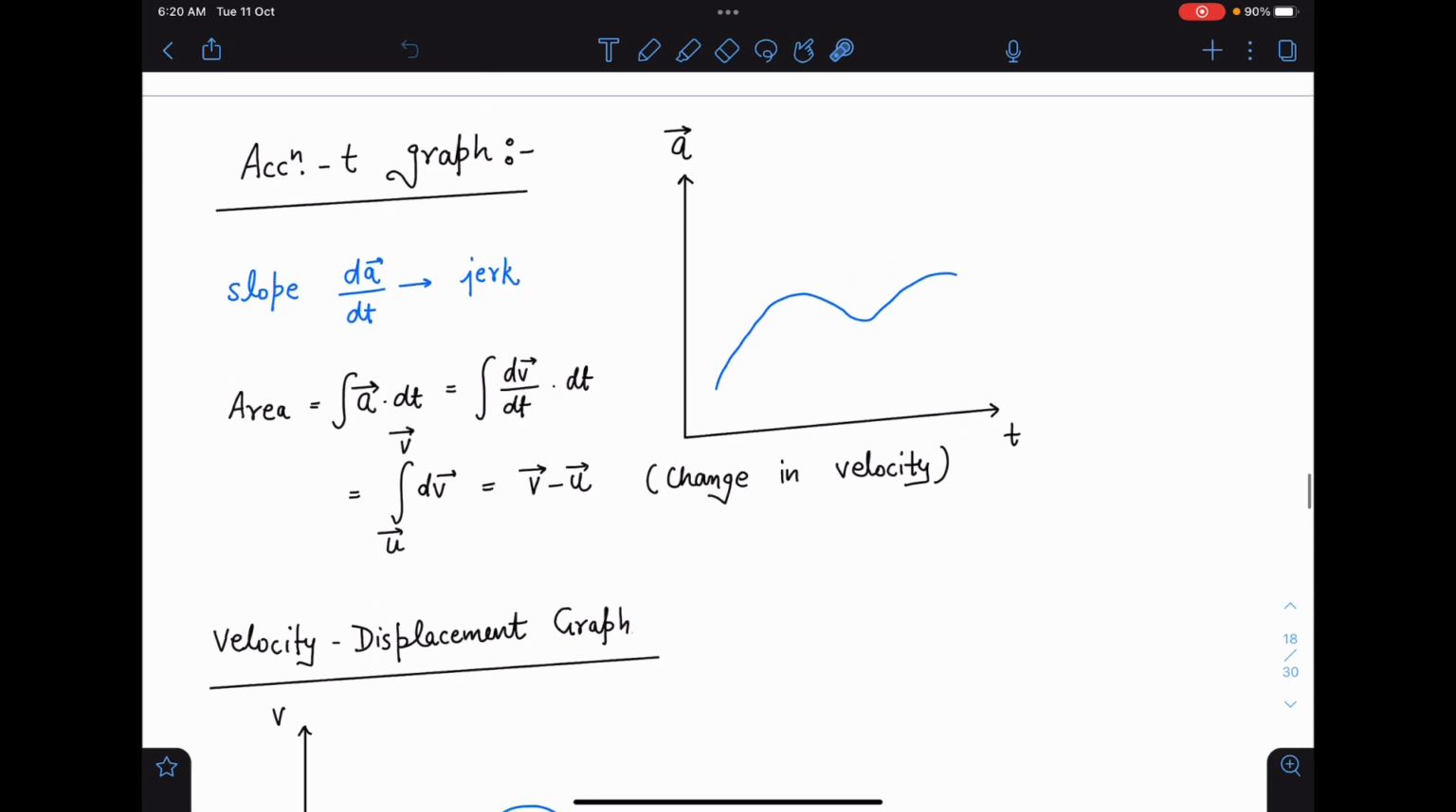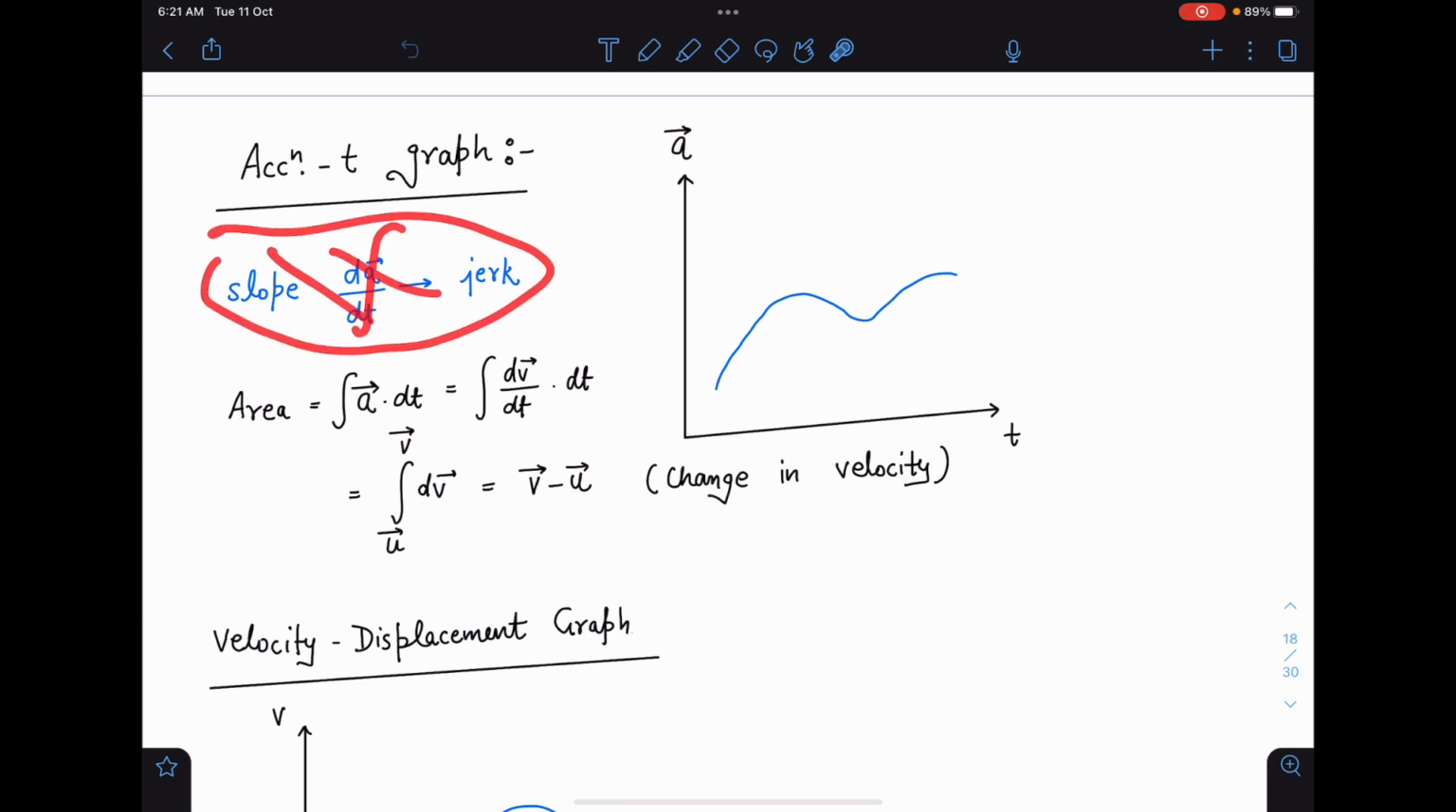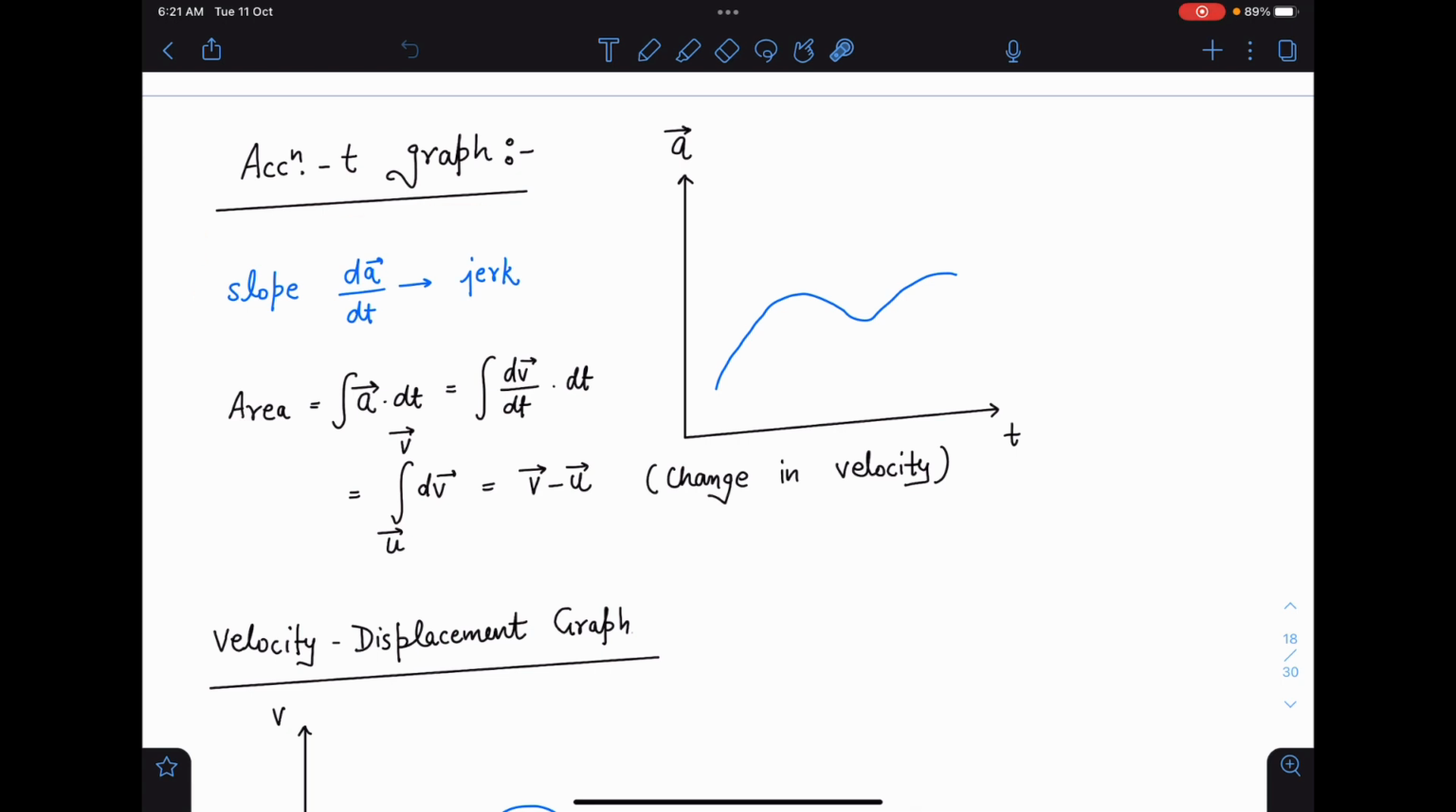Now, the acceleration-time graph. This is also an important graph, because here the slope dA by dt is a quantity called jerk. It is not so important for us, just by its unit you can check, meter per second square per second, so it is like meter per second cube. Not a famous or known quantity, so we are not going to pay attention to higher derivatives. And the area is integral of a dt, and this is dv by dt into dt, you can cancel, integral from u to v, and this will become vector v minus vector u, which is the change in velocity. I hope you can understand this part.